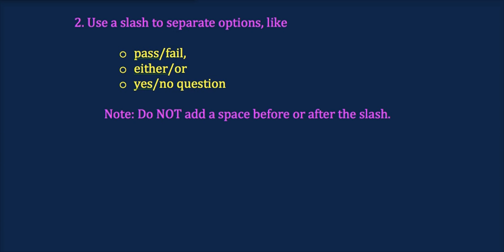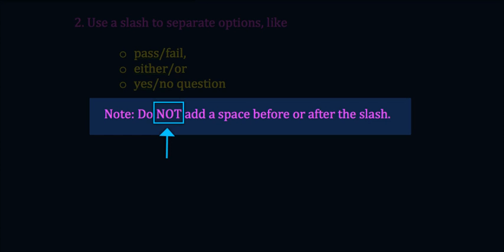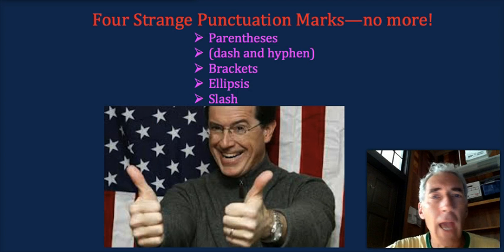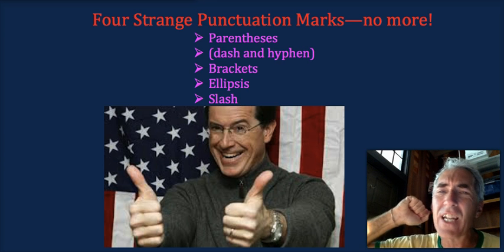Now, there is another use for slash, and that is when you are separating options, like it's a pass/fail test, either/or, a yes/no question. Okay? So in that case, you do not add a space before or after the slash. And that's it. You have these punctuation marks down. They are not strange any longer.